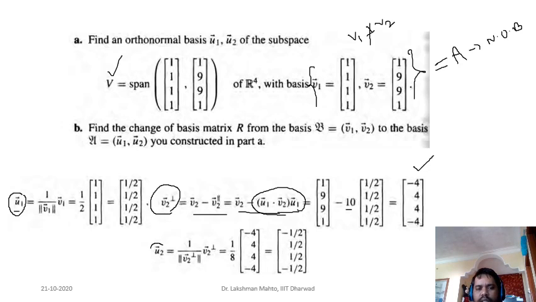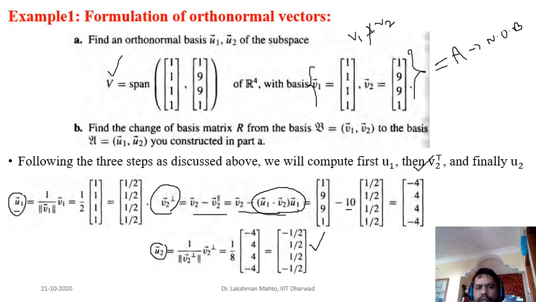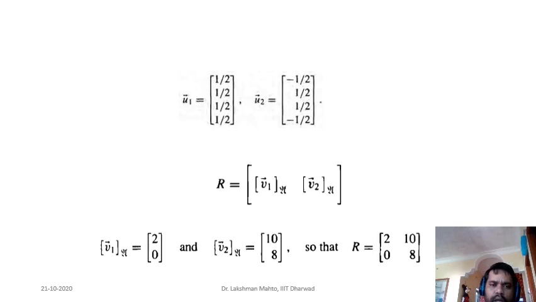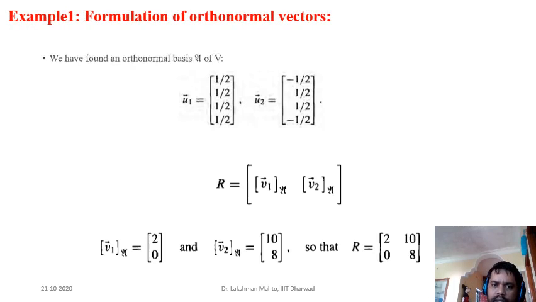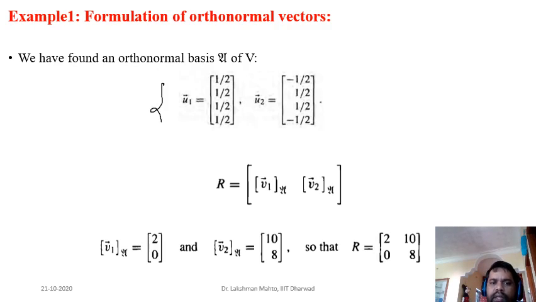Now the next step, you will normalize v2 perpendicular by dividing by the norm of v2 perpendicular. So what is the norm of v2 perpendicular? It is 8. So you divide by 8 and you get this u2. Hence what you observe is that in this process you have already got a basis which behaves like a standard basis, and this basis is an orthonormal basis. So you have already got the orthonormal basis of V.